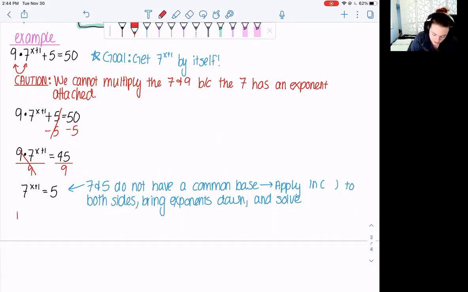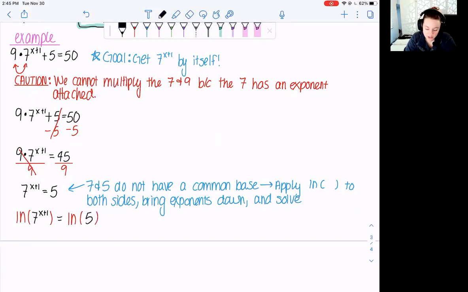Right, so I am applying ln to both sides. ln of 7 raised to the x plus 1 is going to be equal to ln of 5. We are applying ln on both sides.